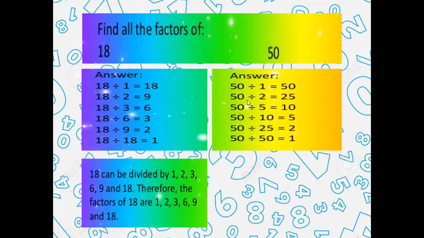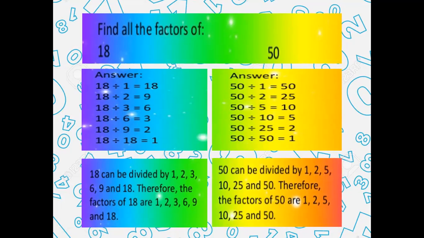Let's take 50. 50 divided by 1 is 50. 50 divided by 2 is 25. 50 divided by 5 is 10. 50 divided by 10, we can have 5. And 50 divided by 25, we can have 2. And 50 divided by 50, then we can have 1. So again, you can have more than 2 numbers that you can divide by accurately. Okay, there is no remainder. So for this number 50, we have the factors 1, 2, 5, 10, 25, and 50. So therefore, these are the factors of 50.